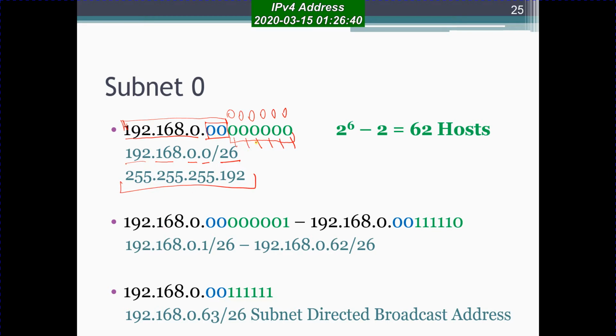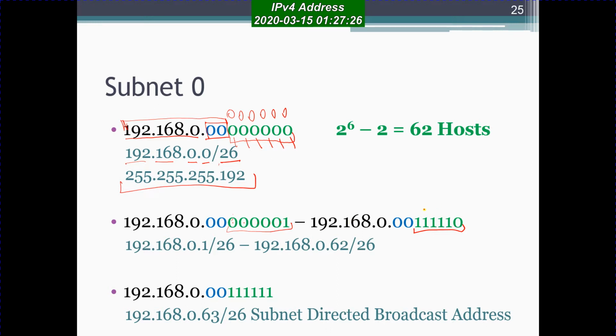Now, since we identified our subnet address, which is 192.168.0.0/26, let's generate the range of IP addresses. The range will start from the smallest value, 000001, and the last IP address, the maximum value we can have with the 6 bits, is 111110. So this is the minimum value, and this is the maximum value. Converting this back to decimal, it becomes 192.168.0.1/26 up to 192.168.0.62/26.